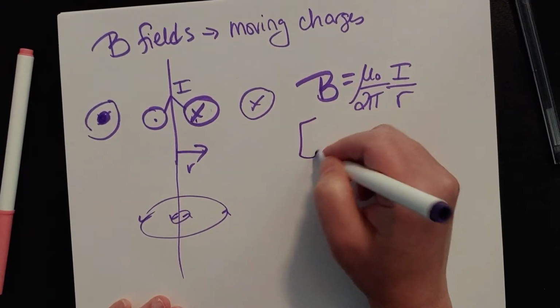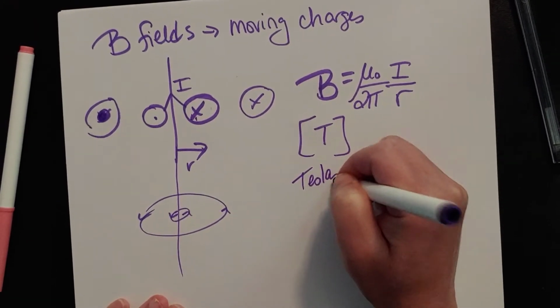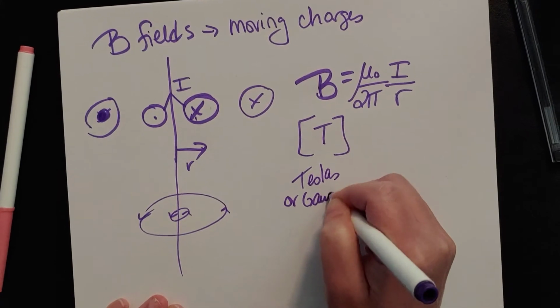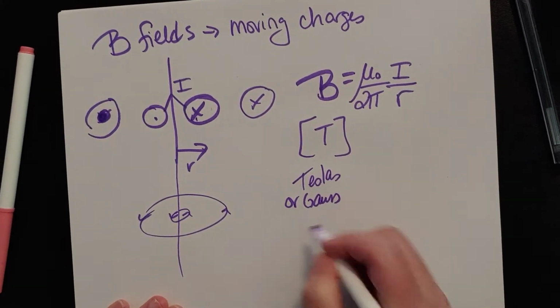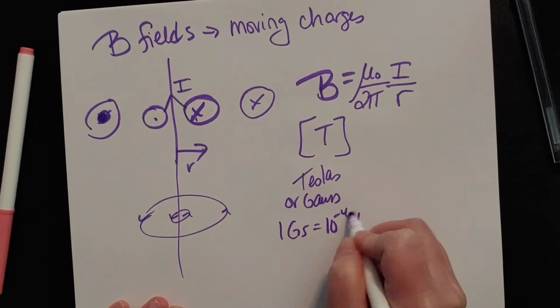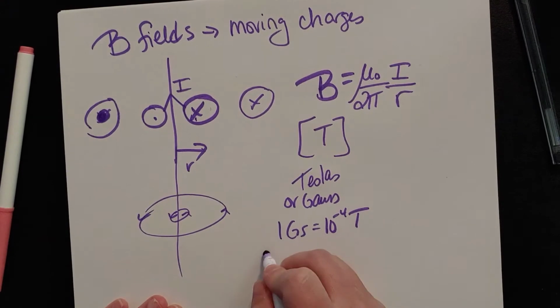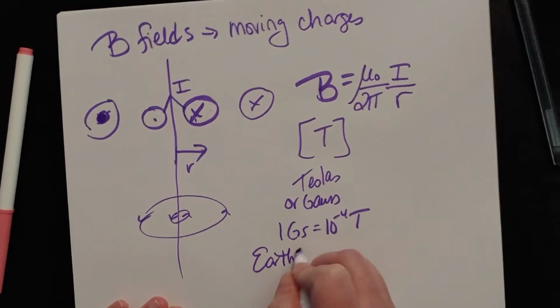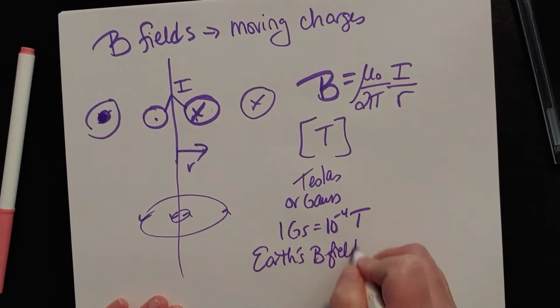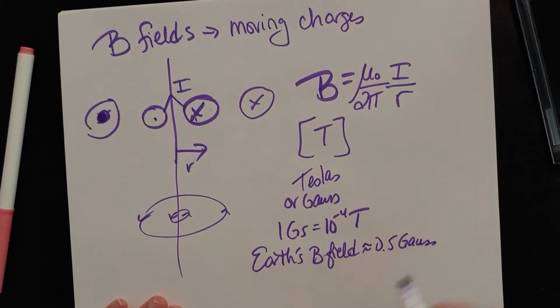What are these measured in? Magnetic field is measured in Teslas. You could also measure them in Gausses. 1 Gauss is 10 to the minus 4 Tesla. So 10,000 Gauss is 1 Tesla. Fun fact, Earth's magnetic field is about half a Gauss.